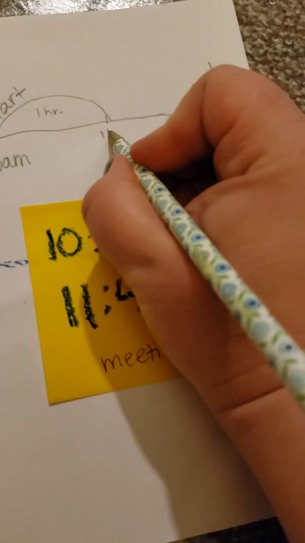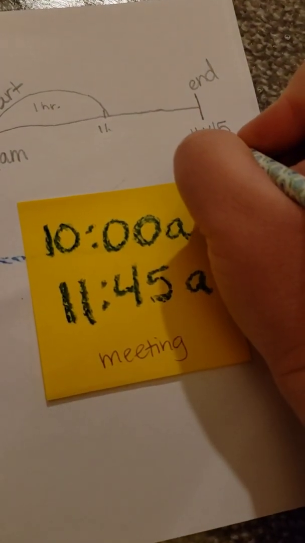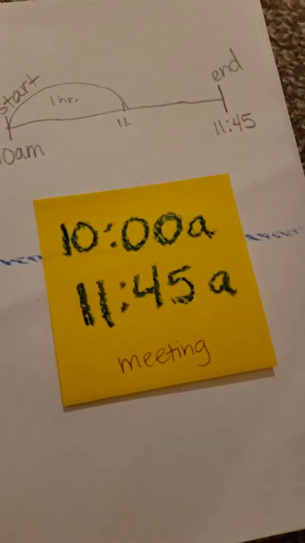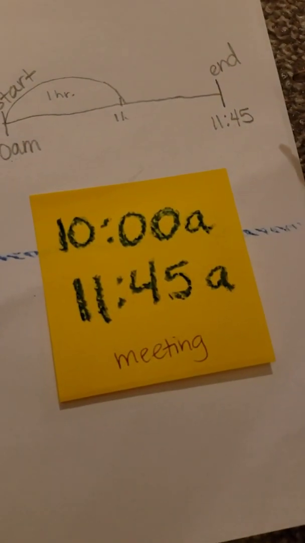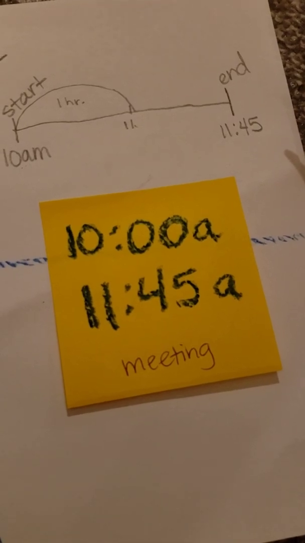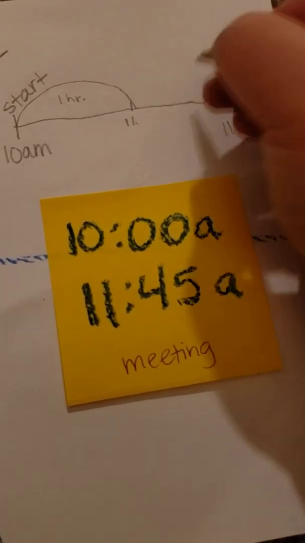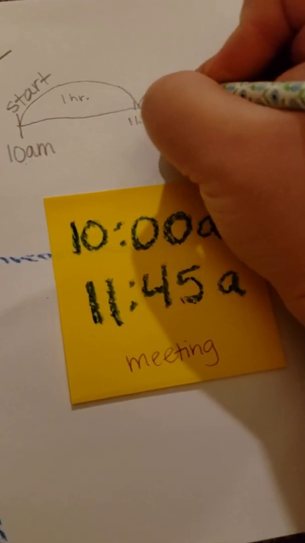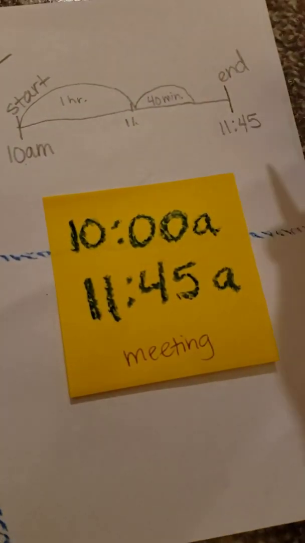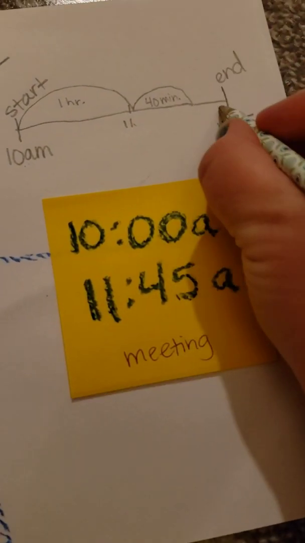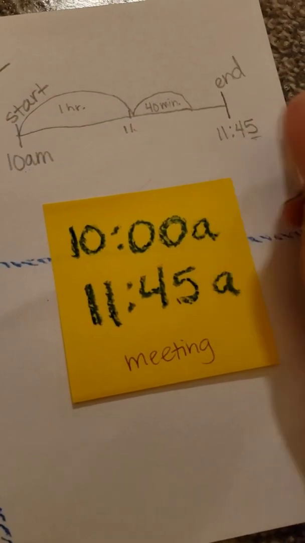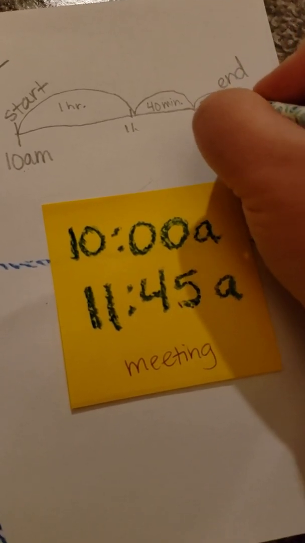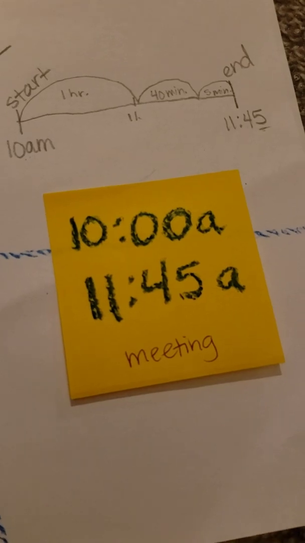Now I need to get from 11 to 11:45. So now I can put in my time. What's the next number that I know after 11? Well, I know 11:40. That's 40 minutes. So I'm going to do a little jump here. That's 40 minutes. And now I have a little bit further to jump to get to 11:45. I have 5 minutes left. So I'm going to jump my 5 minutes. Now I can add them up.